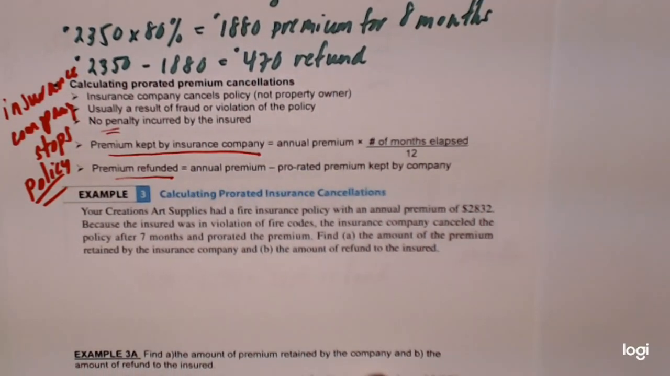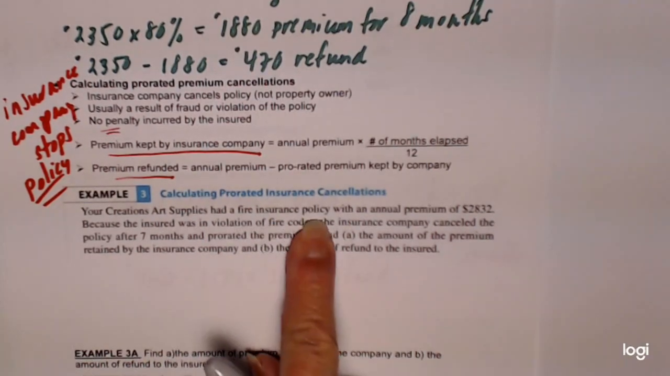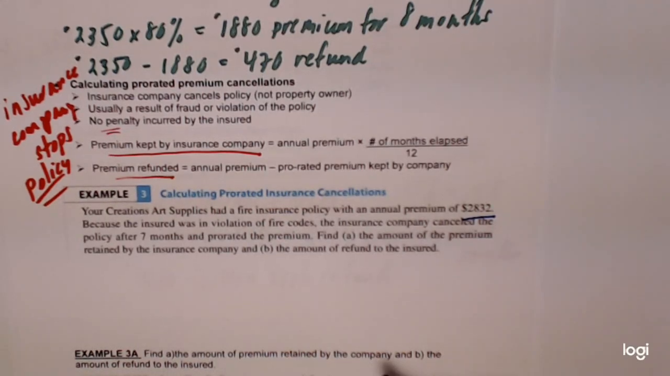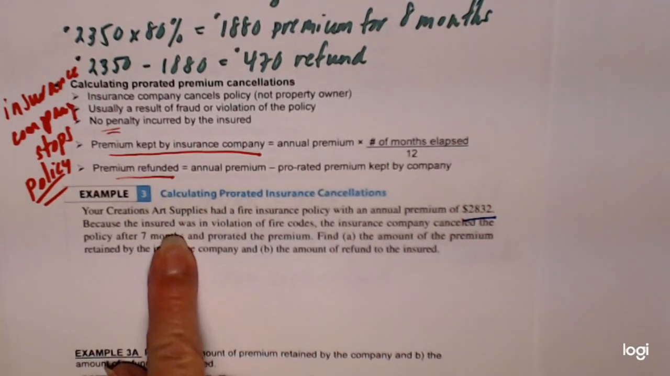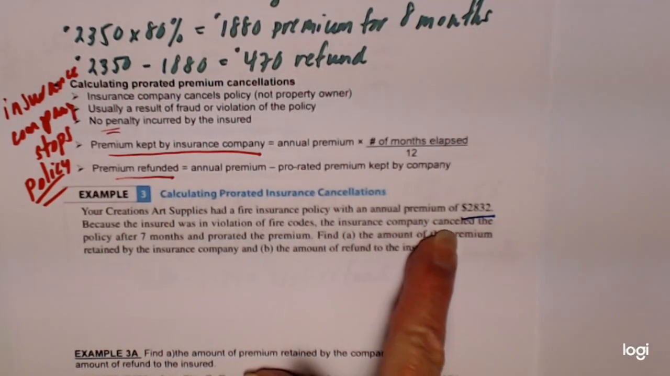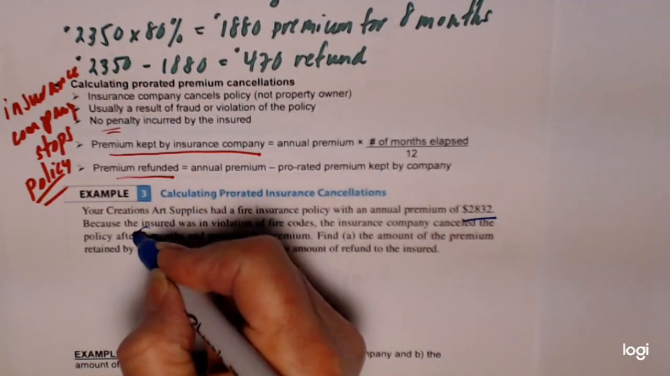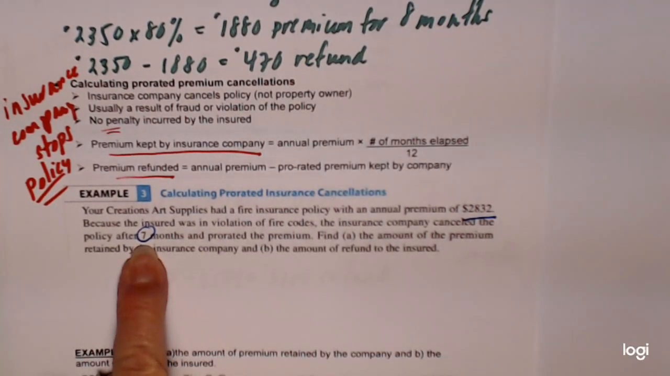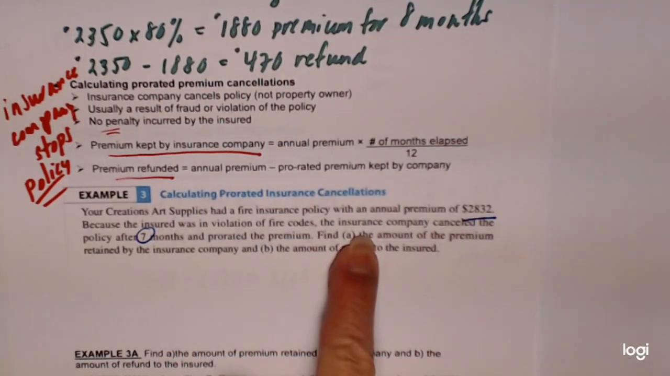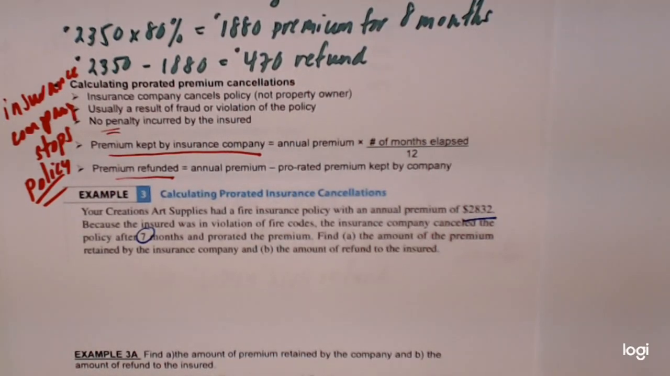2 examples here to make sure we are good with this. First example, Your Creations Art Supplies had a fire insurance policy, annual premium of $2,832. Because the insured was in violation of fire codes, the insurance company canceled the policy. So insurance company cancels after 7 months and prorated the premium.